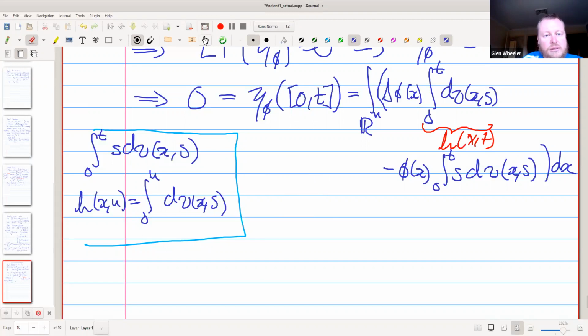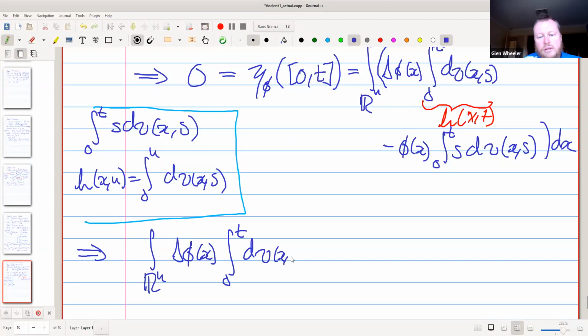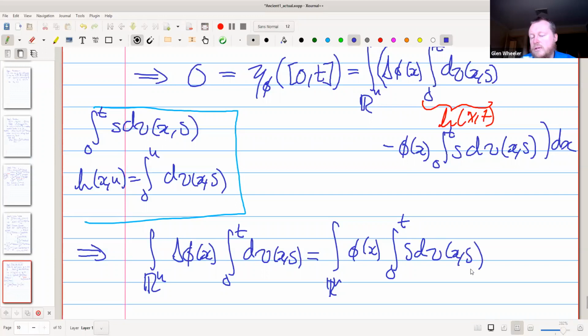Maybe I'll just scroll down a bit because what I want to do is put these integrals. Okay, so I'm going to move this integral over here, and we're going to see that integral over Rn, Laplace phi x, integral 0 to t d nu xs. Okay, that's that integral there. I don't need the dx. That's equal to integral over Rn phi x integral 0 to t s d nu xs.